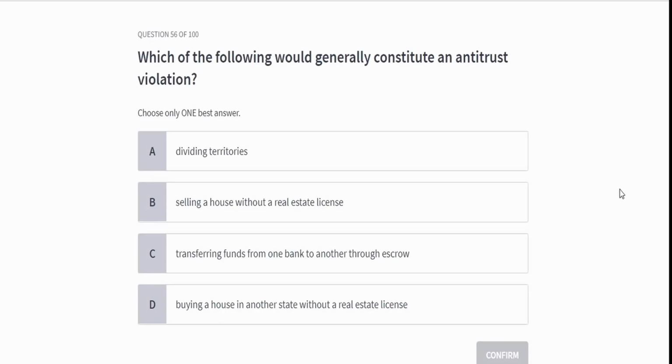All right, next one. 56. Which of the following would generally constitute an antitrust violation? Ooh, okay. This is part 2 of our first question. I don't know if you guys remember this from the first one, but we had one very similar. Okay, so there's A, dividing territories, B, selling a house without a real estate license, C, transferring funds from one bank to another through escrow, or D, buying a house in another state without a real estate license.